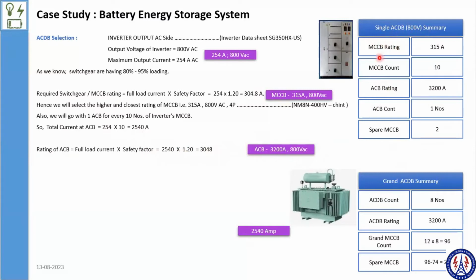The summary of that: MCCB rating is 315 amps, MCCB count 10, ACB rating 3200 amps, ACB count 1, spare I maintain 2 additionally. So the panel is 10 incoming, or let's say 12 incoming and 1 outgoing. Within that, 10 have been equipped with the inverters and 2 would be spare. So this is the panel that I'm planning for.